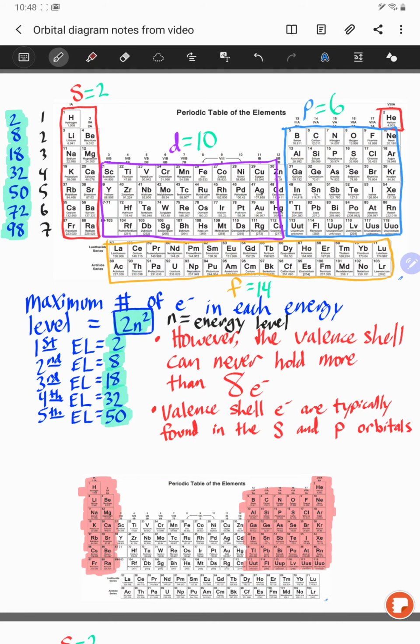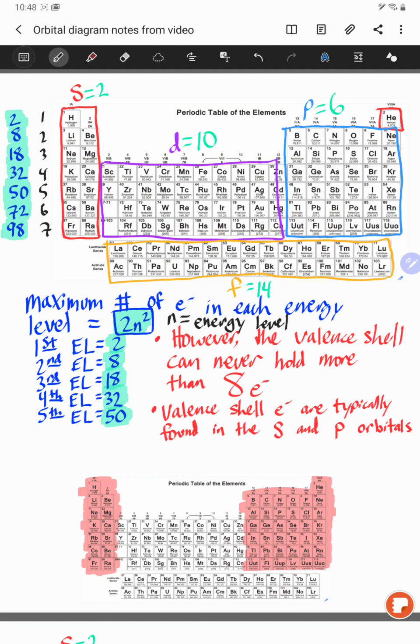But the valence shell, the outermost shell, can never hold more than 8 electrons. So even though we might be on the 4th energy level, and we calculated the 4th energy level can possibly hold up to 32, if the 4th energy level is the outermost shell, it can only hold 8. So let's keep that in mind.